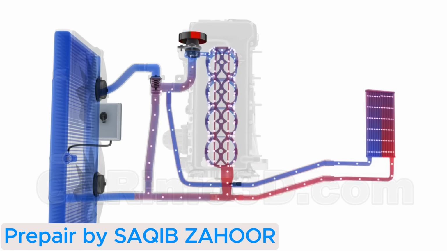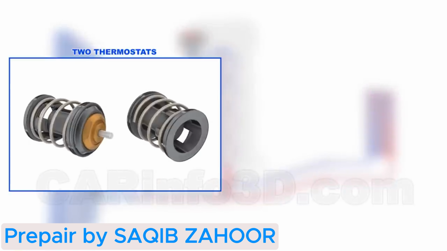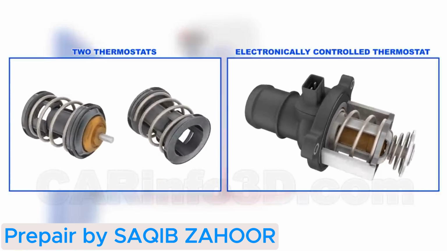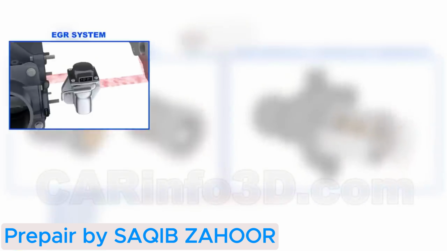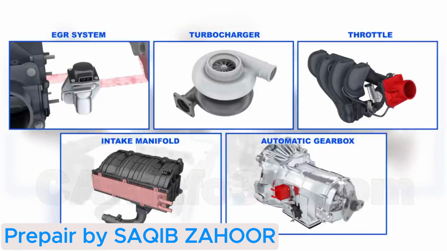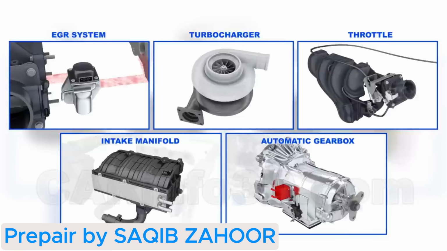There are other, more complicated layouts. They may contain two thermostats, electronically controlled thermostats, as well as more complex cooling circuits that keep the EGR system, turbocharger, throttle, intake manifold, and automatic gearbox oil at the appropriate temperature.